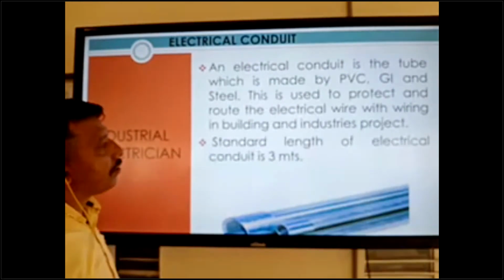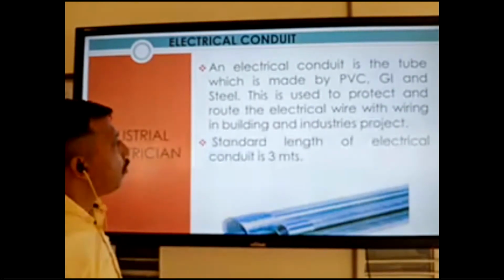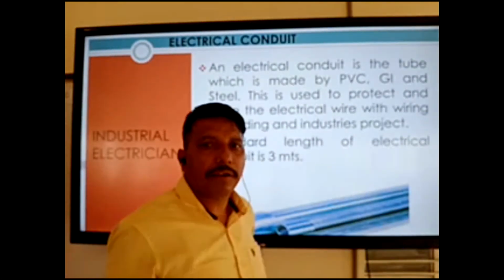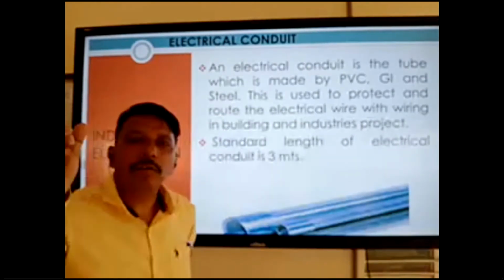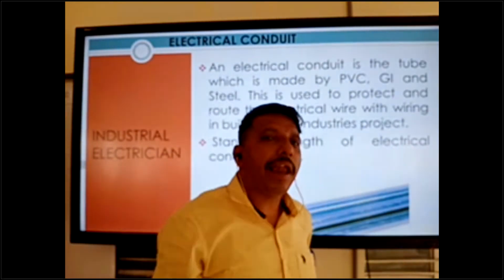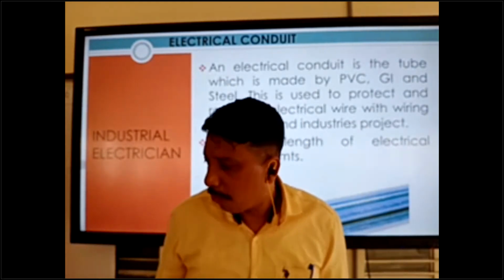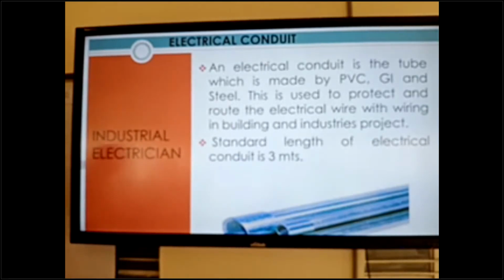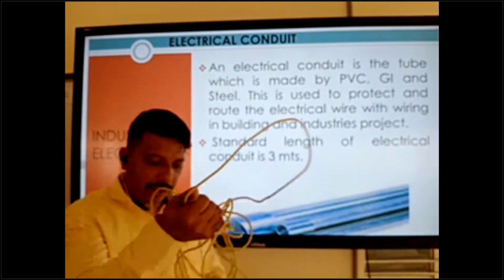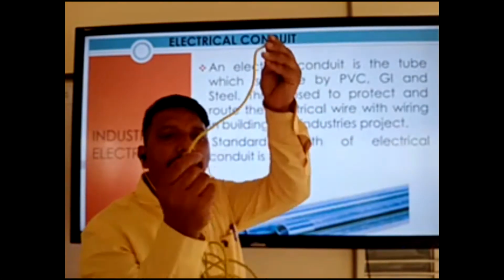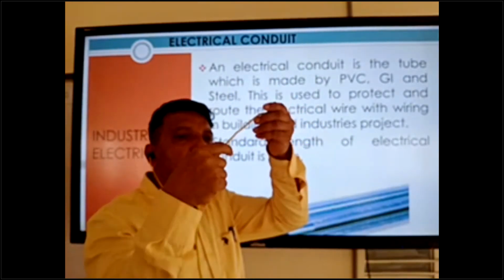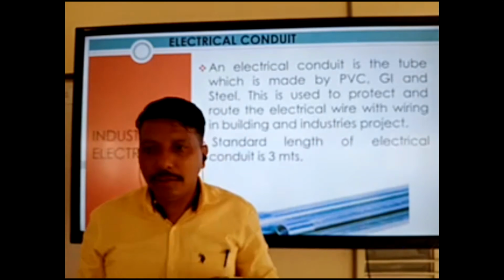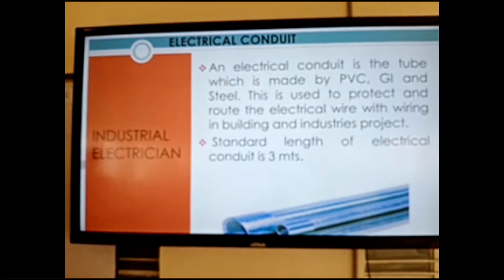Okay. So we use conduit for routing electrical wire in the wiring system. For routing electrical cable we use cable tray, trunking, and ladder, for big size cable. But for wire we use conduit. Flexible type wire, single core wire, like that wire. Okay, so this is the flexible. This type of wire, at wiring time, we use in conduit and put it inside the conduit.